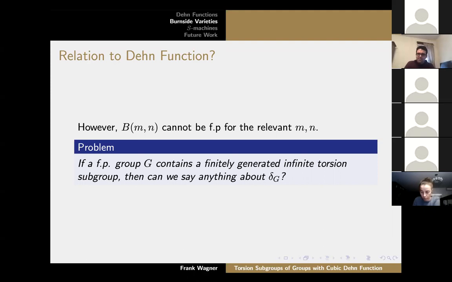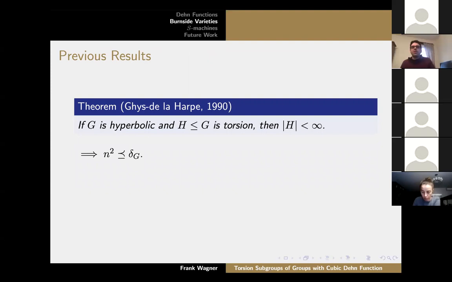So we will want to consider this problem. Gromov and de la Harpe showed in 1990 that if a group is hyperbolic and it has a torsion subgroup, then that torsion subgroup has to be finite itself. So right off the bat, we know one thing, which is that the Dehn function of our finitely presented group needs to be at least quadratic.